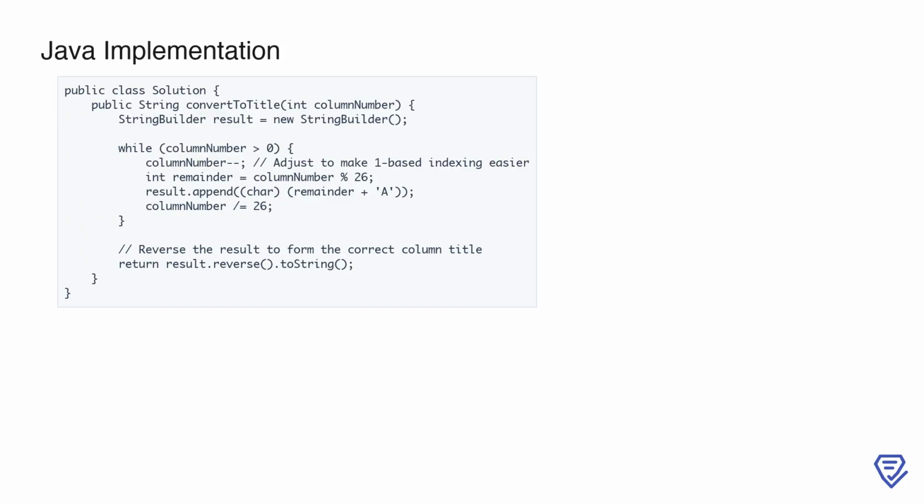The logic mirrors the provided Python solution, using a while loop to handle the conversion from column number to title. Key differences include the use of Java's StringBuilder for efficient string manipulation and type declarations for variables. The code appends characters to the StringBuilder and reverses the result before returning the final string.